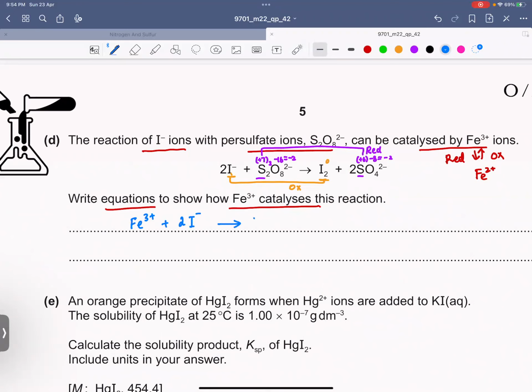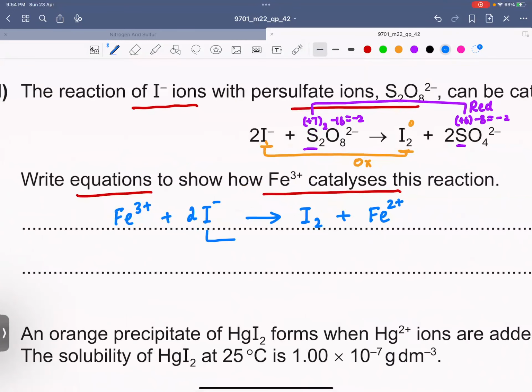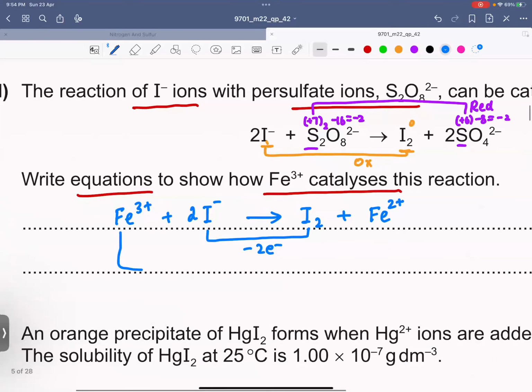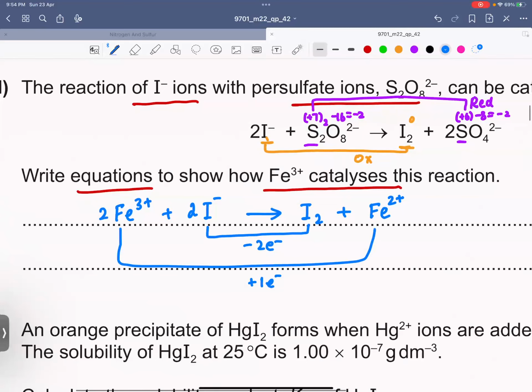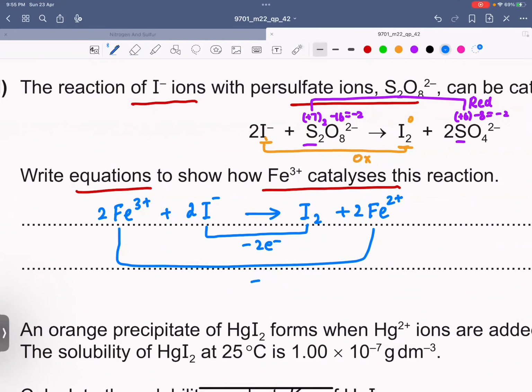So if I'm using Fe3+ ions, these Fe3+ ions are going to react with the iodide ions forming iodine and Fe2+. So if you see here, there are 2 iodide ions turning into an iodine molecule, which means loss of 2 electrons, right? And here from Fe3+ to Fe2+, only gain of 1 electron. So I have to put the coefficient 2 before both the irons. So this would become the gain of 2 electrons. So that would be your first equation.